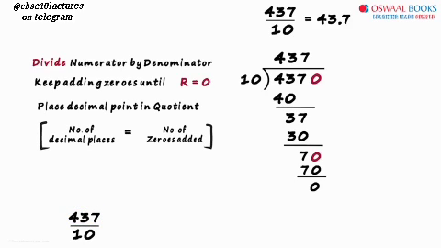It's easy. We start off from the right and move as many places to the left as the number of zeros in the denominator. As we have just one zero in the denominator, we move one place to the left and write the decimal fraction as 43.7.